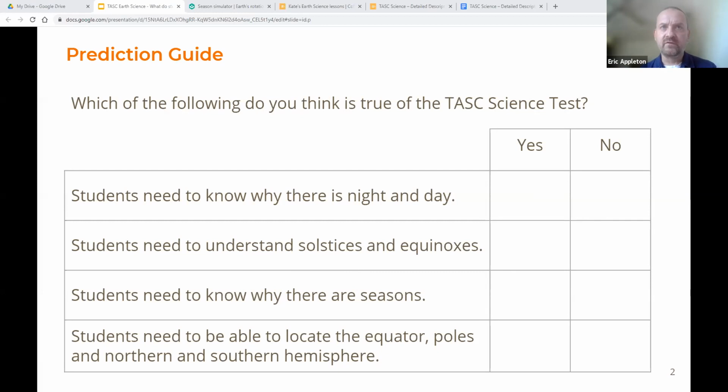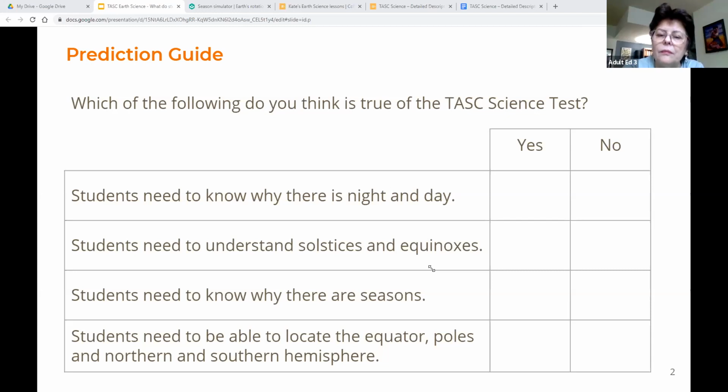And the second one, students need to understand solstices and equinoxes. Anyone say? I agree with what Vanessa put in the chat, that they're all true, but the third one is sort of the most true, as in the other 3 are implied in that one. I've seen questions about students needing to know why there are seasons, and you have to understand the other 3 in order to explain that one. But I haven't seen so many questions directly about the others. But you need to know the others to be able to talk about the reason for the seasons, or they are wound up in it.